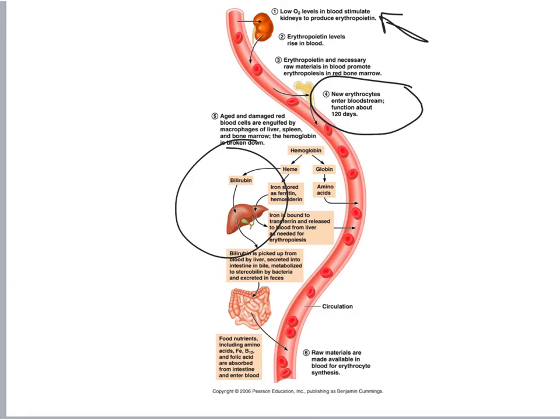So within the liver, we have macrophages that engulf and destroy these erythrocytes. And then the heme of their hemoglobin is split off from the globin.